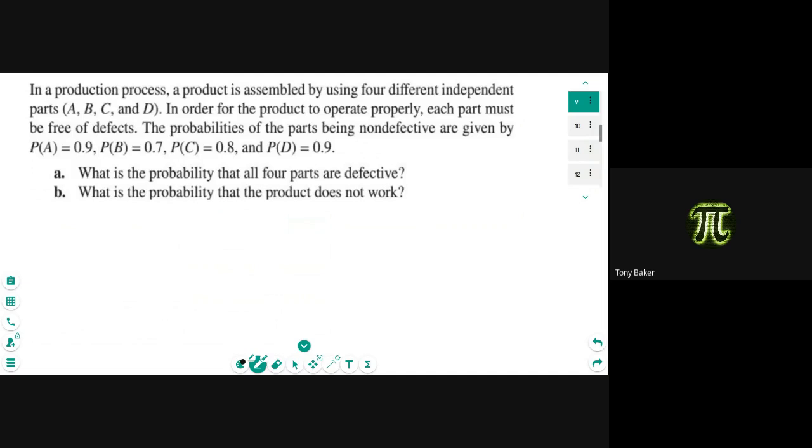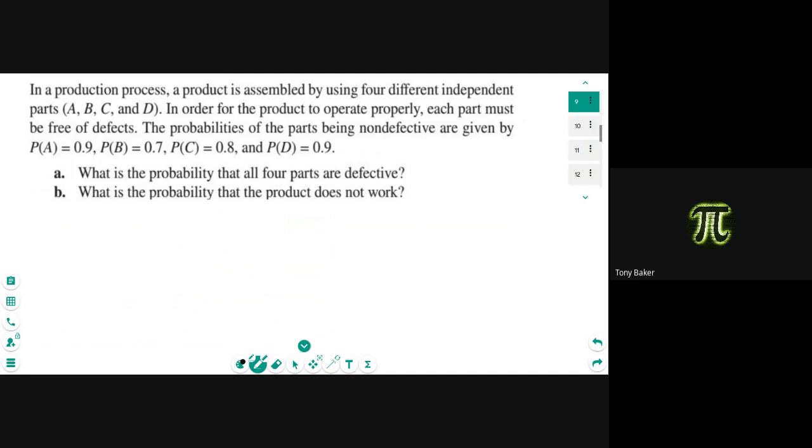All right. Oh, class took too long. In a production process, a product is assembled using 4 different independent parts: A, B, C, and D. In order for the product to operate properly, each part must be free from defects. So all 4 parts have to work for the product to work. The probabilities of the parts being non-defective are given by this. So probability of A is 0.9, B is 0.7, C is 0.8, and D is 0.9.